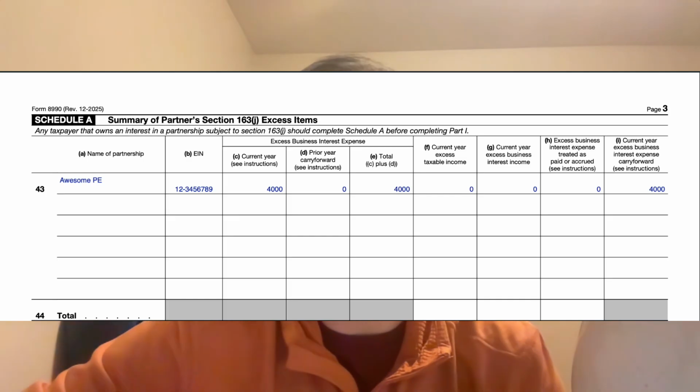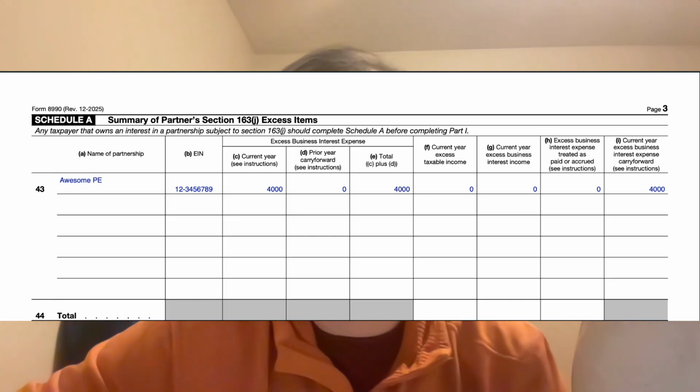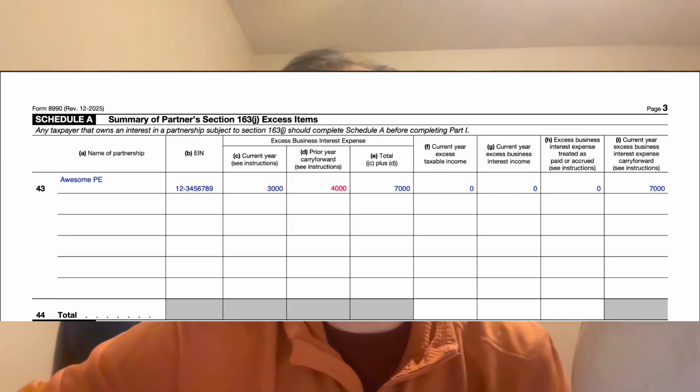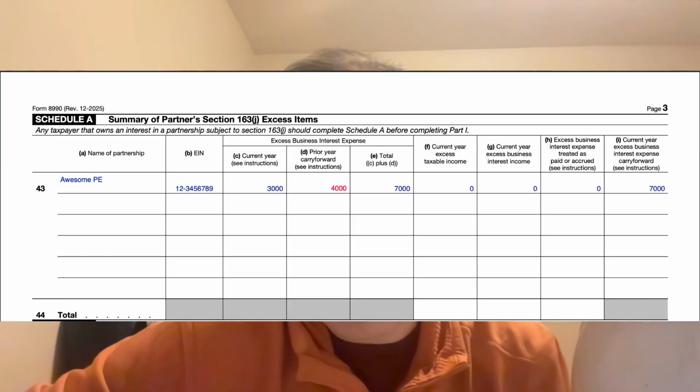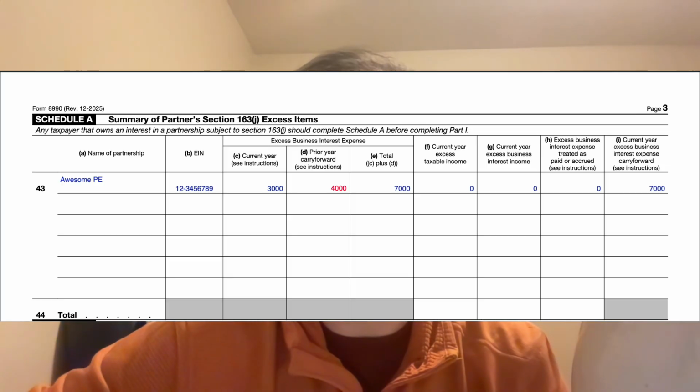So what happens the next year? It's actually pretty simple. Mostly it's the same approach, but now you have a carry forward from the previous year. So let's say the next year your certain K number is 3000. You would enter 3000 on your column C, and your 4000 from column I of your previous Schedule A will enter column D here, and then you get a new number from this year. That is it.